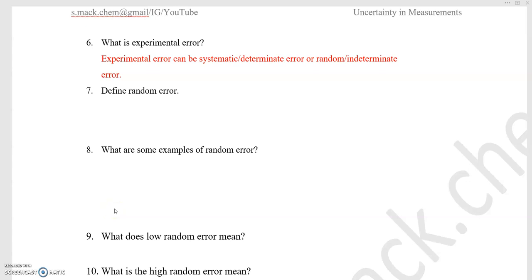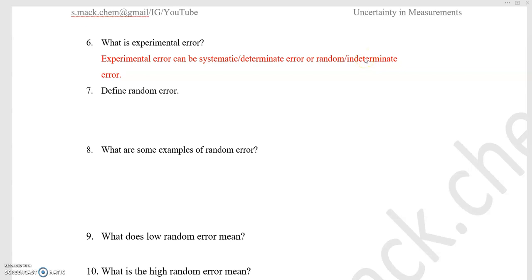So we started by stating that experimental error would be any sort of difference between a true or accepted value and experimental values. We will go on to further redefine experimental errors in terms of what may actually happen in an experiment, and an error can be classified as systematic or determinate, or random, that is indeterminate error.